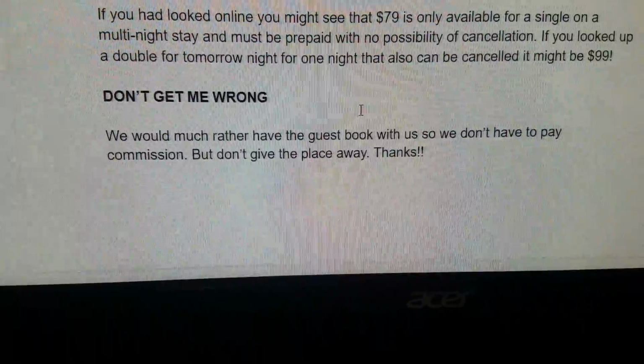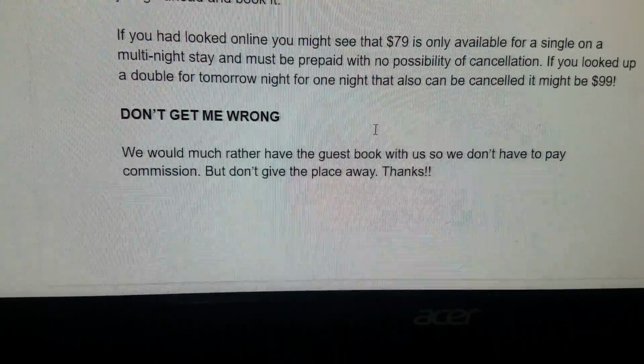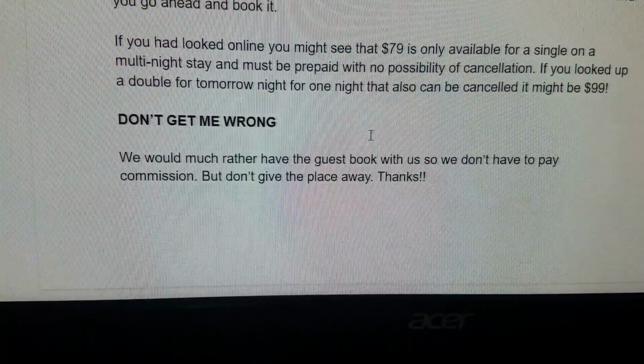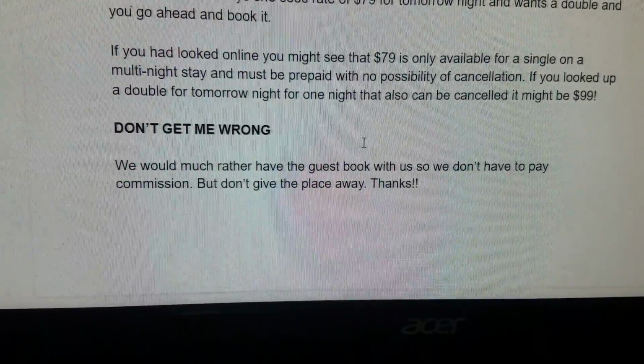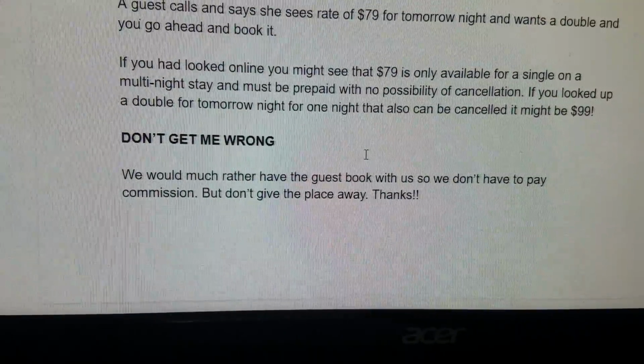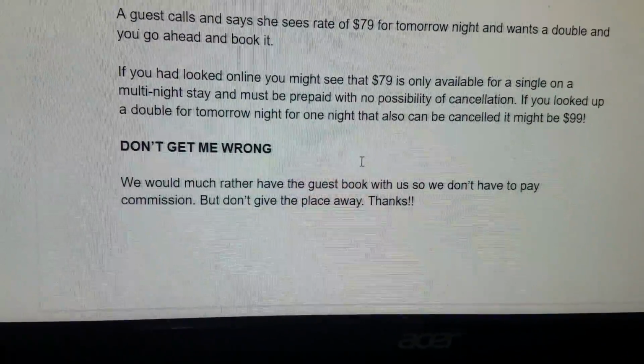So I know that's a lot of information right there, but basically you just want to look up on the site they're on, find out specifically what date, what room type, what the rate is, and what the terms and conditions are to get that particular rate. And we will match it.